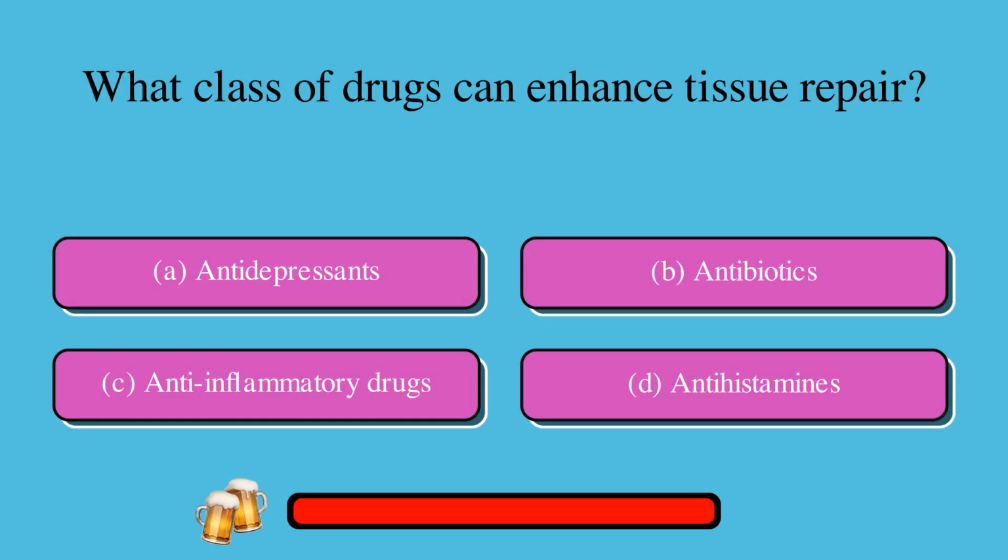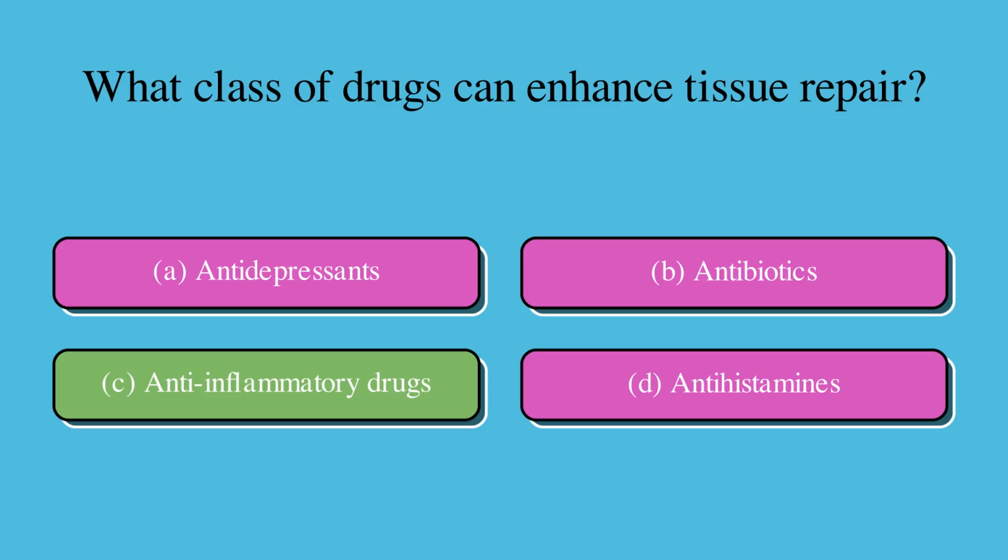What class of drugs can enhance tissue repair? A. Antidepressants, or B. Antibiotics, or C. Anti-inflammatory drugs, or D. Antihistamines? The correct answer is C. Anti-inflammatory drugs.